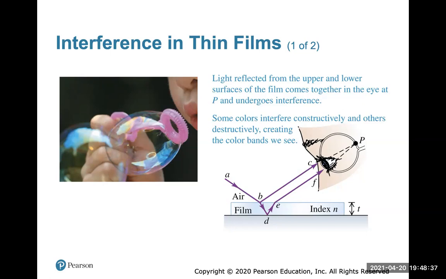All right. So we're talking about a path length difference. Fine. Here, variable T is not time, it's the thickness of the film. There's one other hiccup.